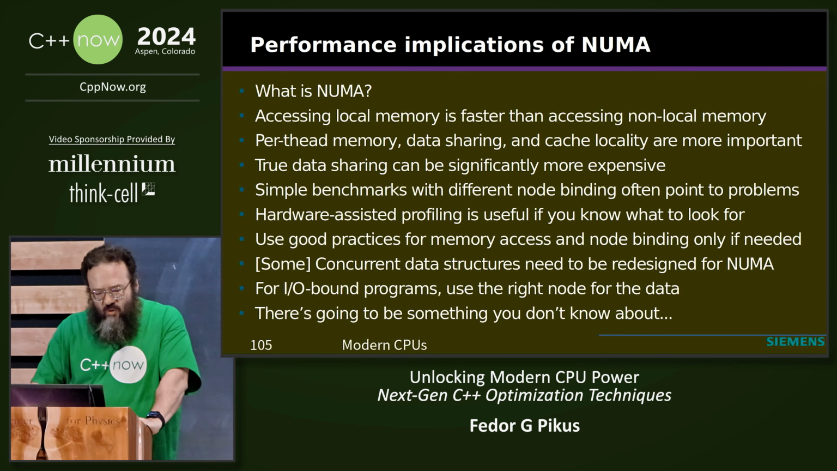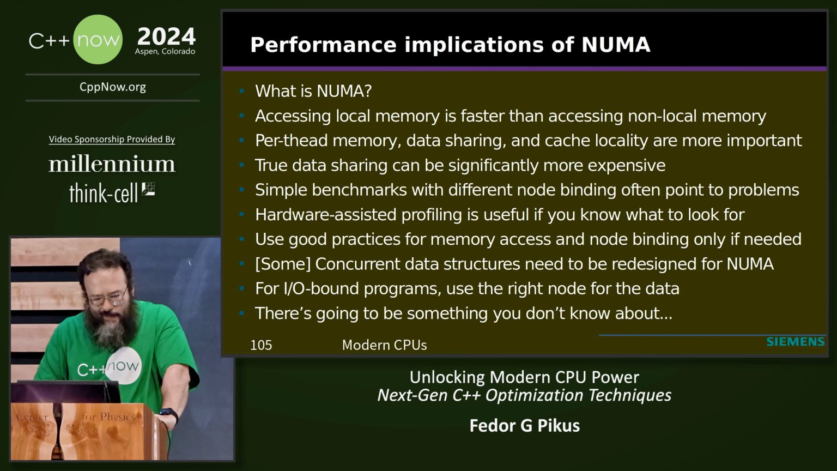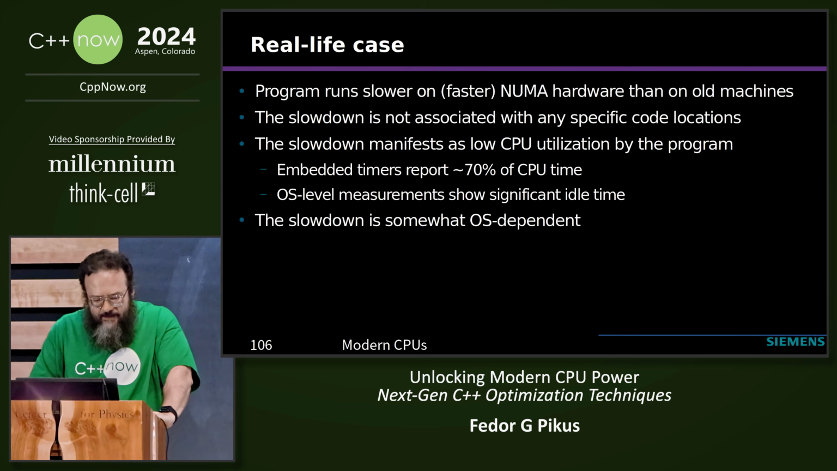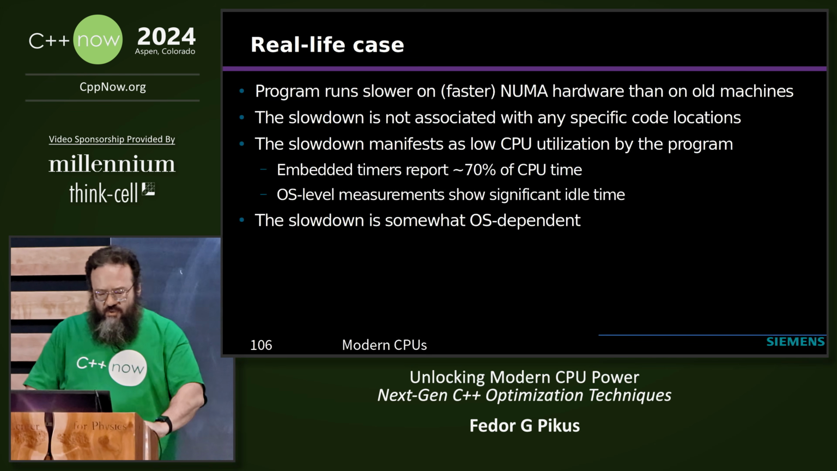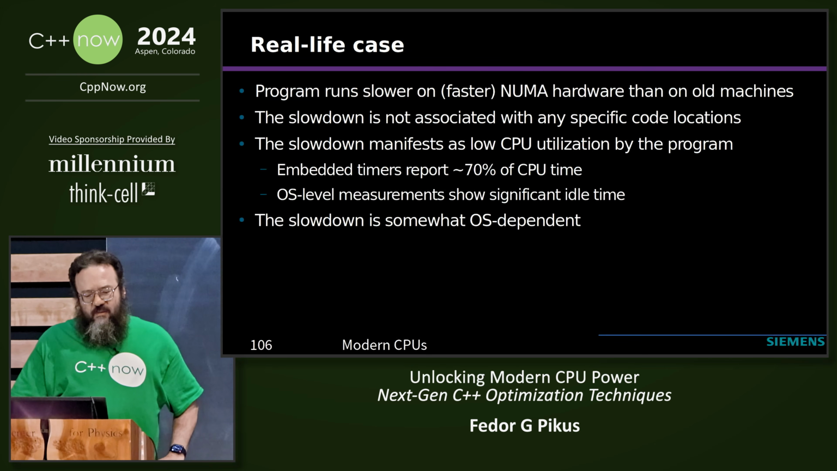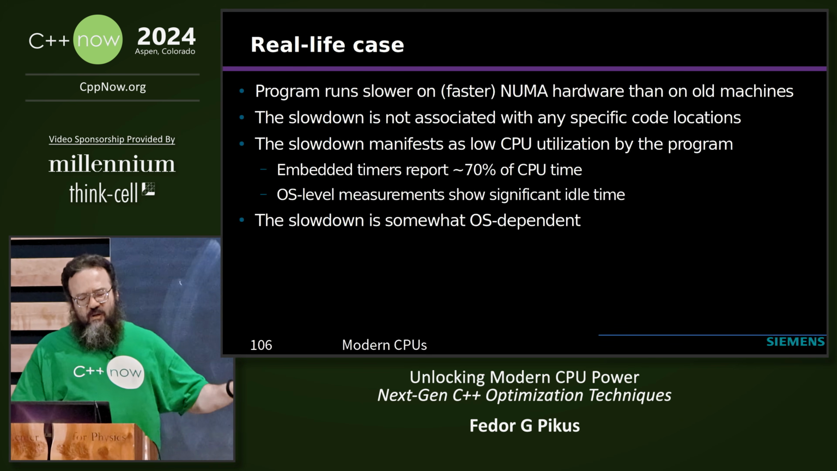All right, so we talked about true sharing. We talked about hardware-assisted profiling and how it's sometimes useful and sometimes misleading. Okay, let's go quickly through another real-life case. Again, the beginning of the story is the same. We get new hardware, the program runs slower.